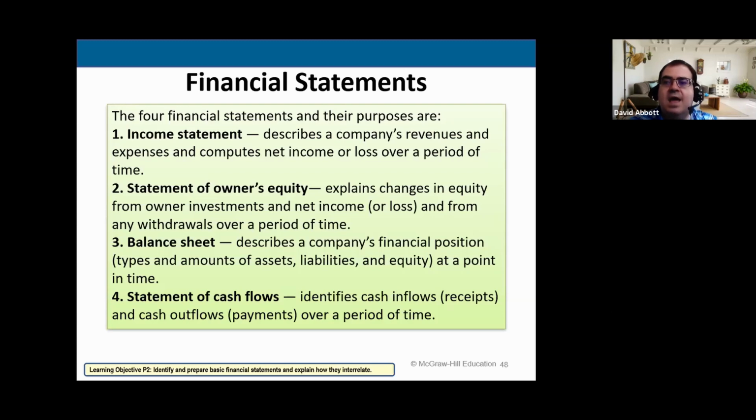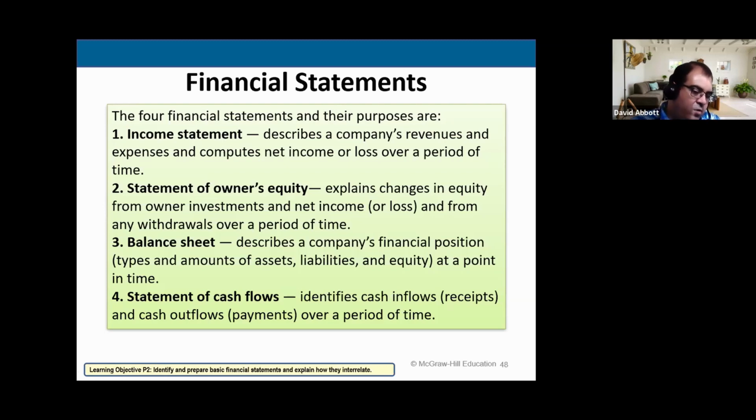One is the income statement. That describes the company's revenues and expenses, and it computes the net income or loss over a period of time. This could be over the quarter, the month, or the year. You usually use this because you want to compare the performance of the business to what happened in the prior quarter or the prior month or the prior year, okay? So you'll hear that sometimes on the news. They talk about how Nike gave their quarterly financial statements. This is one part of what they're talking about, saying, okay, did they make money or didn't they?